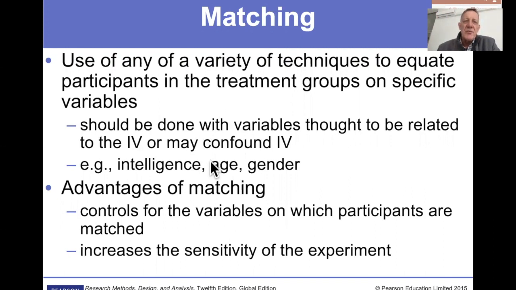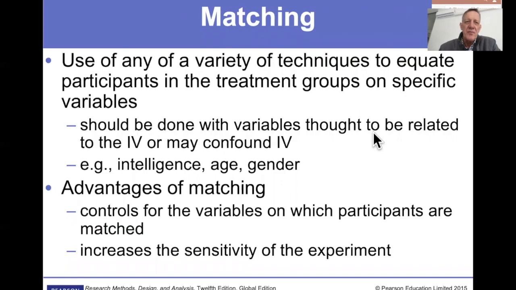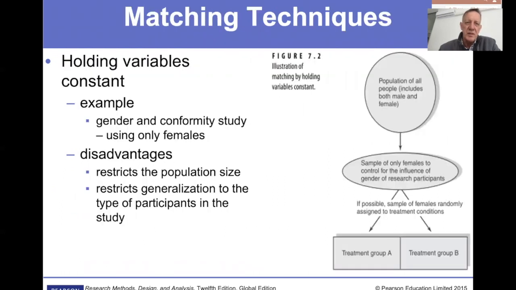So if we have, let me just go back to that previous one, if we have something like gender that might influence the two groups, we can use gender as a matching variable. All right. The advantages of matching: it controls for the variables on which participants are matched, and it increases the sensitivity of the experiment for that particular variable. Okay, holding variables constant is another way.